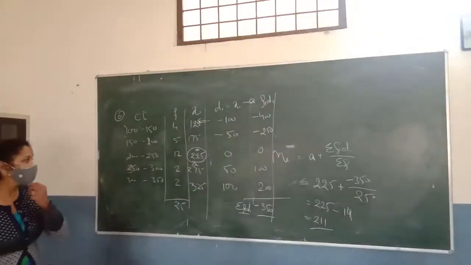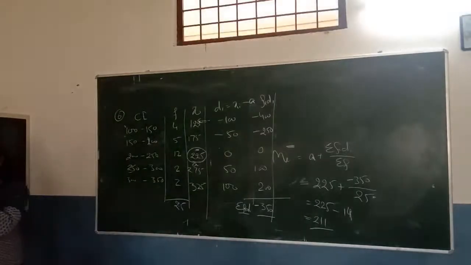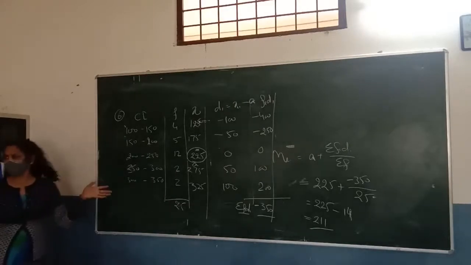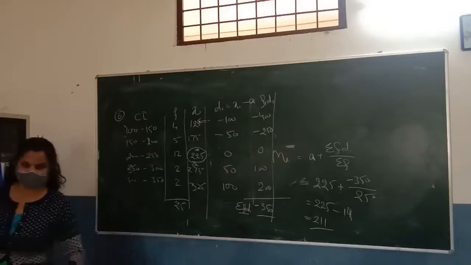This is called the assuming method. And in this method, we have to do less calculation as compared to the simple mean method. Okay? You can add this question. This is question number 6 of your exercise.